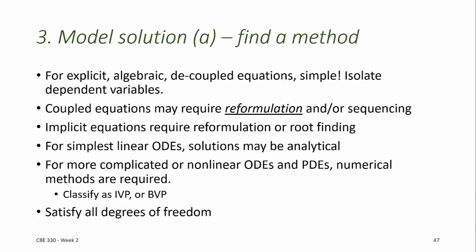Finding a solution method can be very easy, or it can be very difficult, or anything in between. For explicit algebraic decoupled equations, this is simple. We simply isolate the dependent variables on the left-hand side of all of the model equations, and then we solve the model equations. And if the equations are decoupled, they could be solved in any order. Coupled equations may require reformulation and or sequencing in order to solve them directly. If coupled equations cannot be reformulated or solved in a particular sequence, they may need to be solved simultaneously.